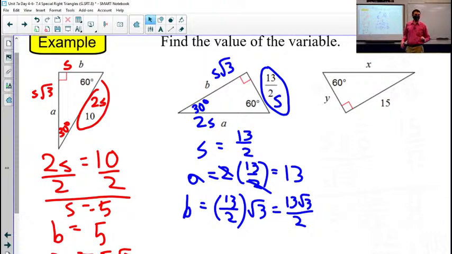Now, I'm going to give you about 30 seconds on this next one, and I want you to try to label this triangle correctly with the pattern.